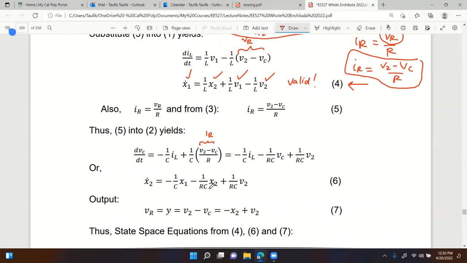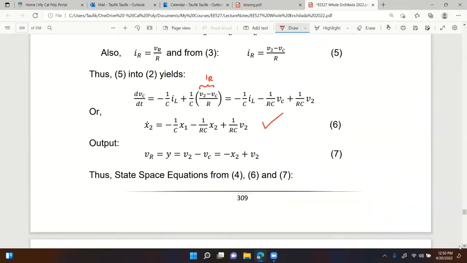So now I can rearrange the equation such that on the left-hand side, I get x2 dot. On the right-hand side, I get x1, x2, and v, right? U right here, and x right there. So now this is valid. I am done with x2 dot. Any question on this? Yeah. Output.